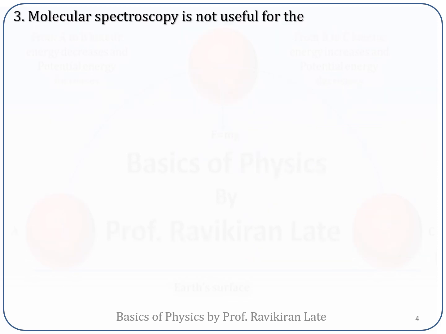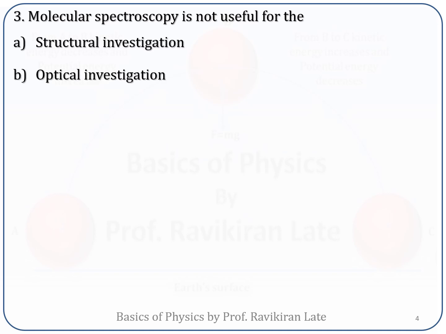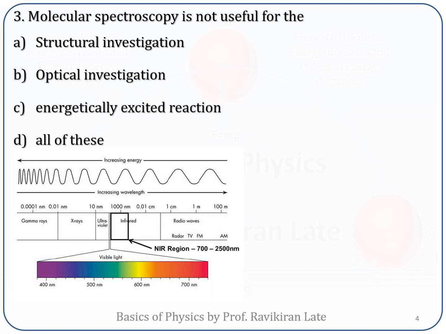Third question: molecular spectroscopy is not useful for, option A, structural investigation, option B, optical investigation, option C, energetically excited reaction, option D, all of these. Now see, we had seen in our earlier classes that the electromagnetic spectrum consists of gamma rays which are highly energetic. As compared to the gamma rays, X-rays are less energetic, ultraviolet rays are less energetic than the X-rays, and after that you have infrared, then radio waves, and so on.